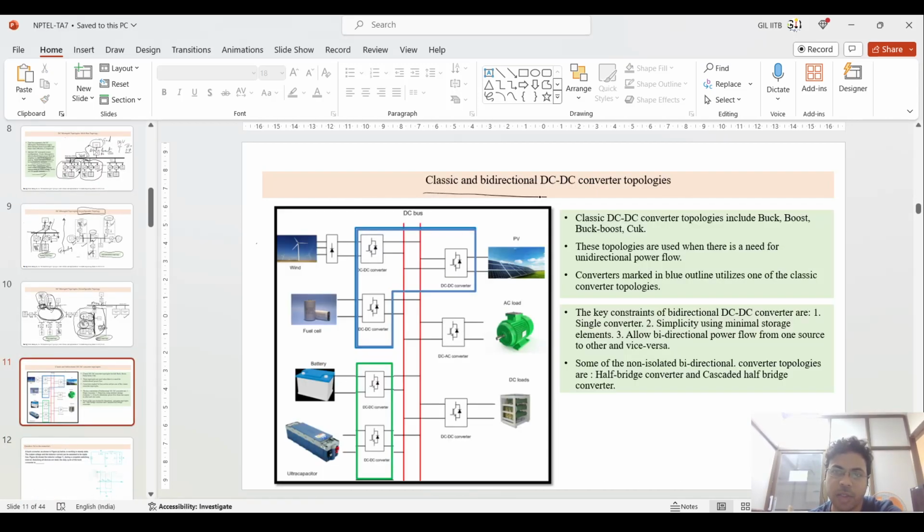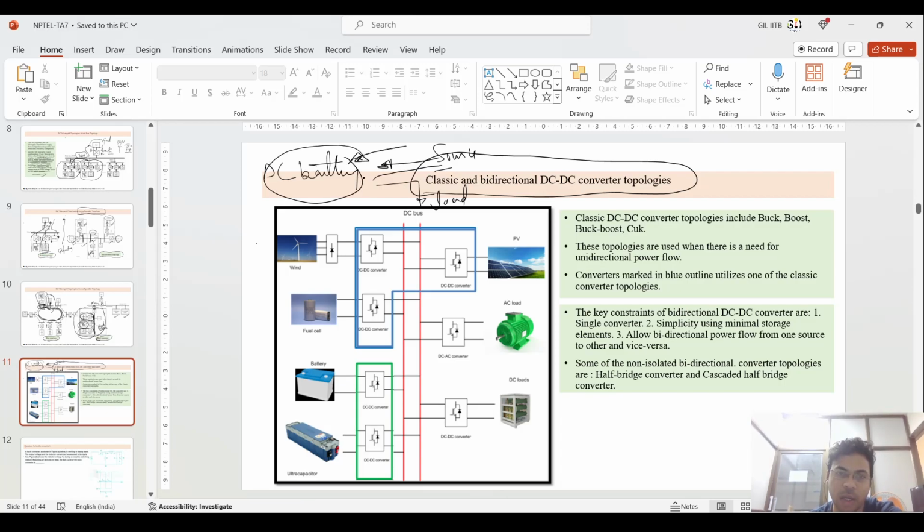Coming to the classical and bidirectional DC-DC converter topology, if you remember, initially there was only one-way transfer of power possible. Suppose you have a DC battery, it can charge and supply power to the load, but it cannot discharge through the same path where the source power is coming. So what will happen is that the DC battery is taking power, charging, and discharging to some load, and the source is some other place.